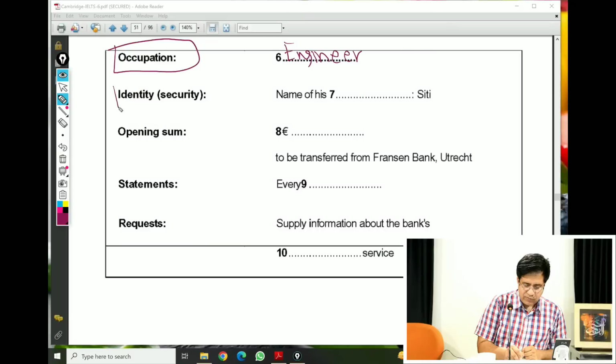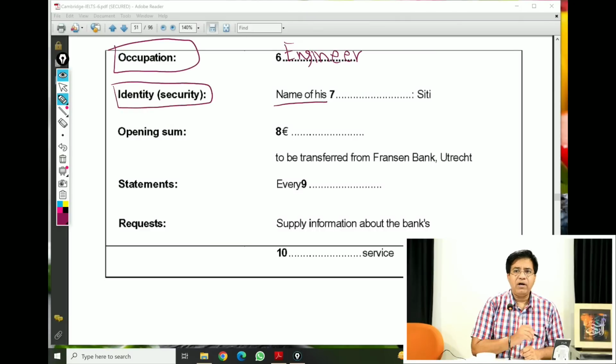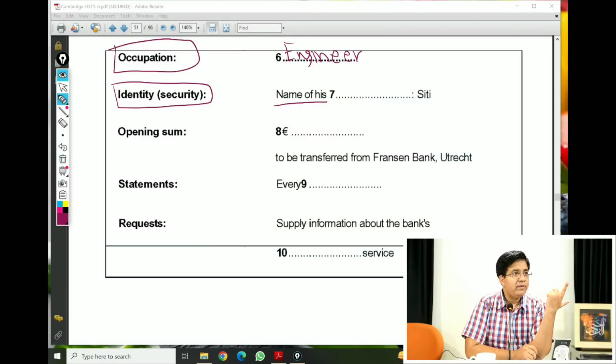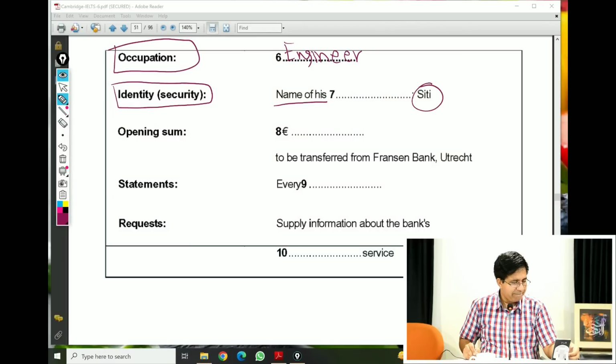Identity. Now let's see what is his identity. Name of his dash. You know, in our country, your identity is sometimes the name of your mother. They ask you your mother's name, right? And that is your identity. And this is the name that most people don't usually know, right? So identity, name of his. His means relating to him. For example, it can be the name of his grandmother, his grandfather, or anyone like that. And then they've got that city. Let's see what is that city.